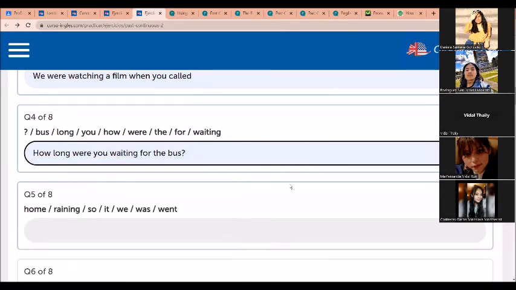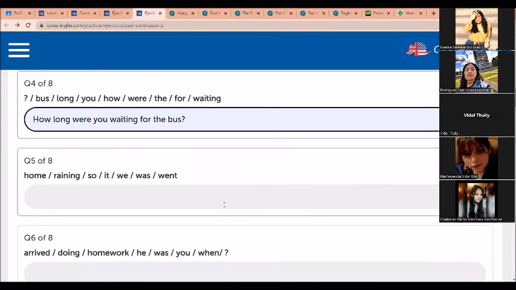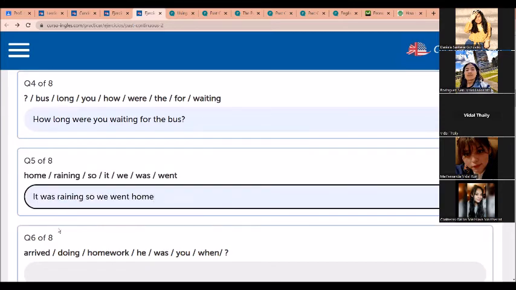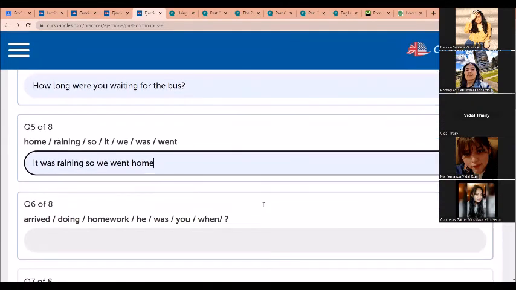Next one. Kylie. Miss Vidal. We were no. It was raining. So we were home. So we went home. Went home. Sí. Good. Maria Fernanda, number 6.